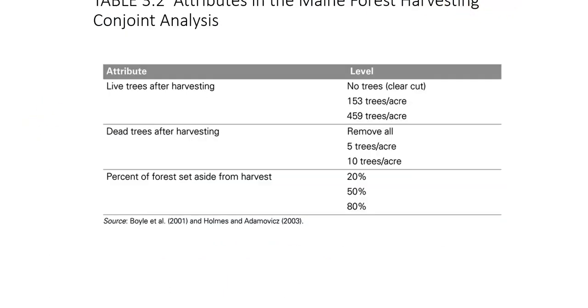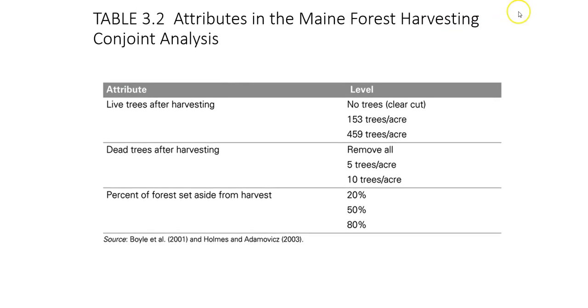Okay, so another type of stated preference question is the choice experiment. This is an example from the textbook, at least table 3.2 in maybe your edition of the book. This is an example of a Maine forest harvesting choice experiment, and here they're calling it a conjoint analysis. So there are several attributes in the choices that are presented to respondents.